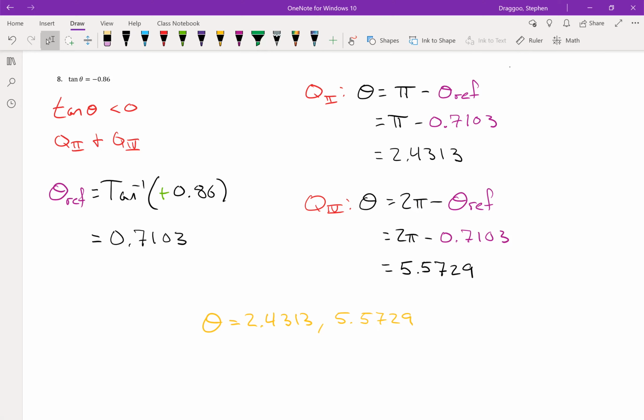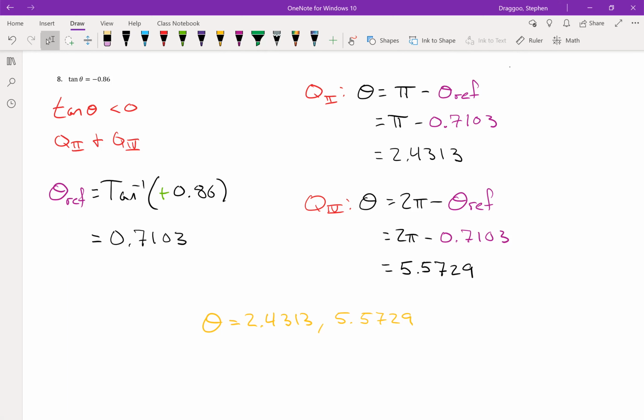Again, when I'm finding a reference angle, I always want to take the inverse trig of some positive number. And that comes out to 0.7103. If you try that on your own and you get some number like 40 or 50 something, that probably means your calculator is in degrees. So just change it to radians, because again, we're working with radians in this worksheet.